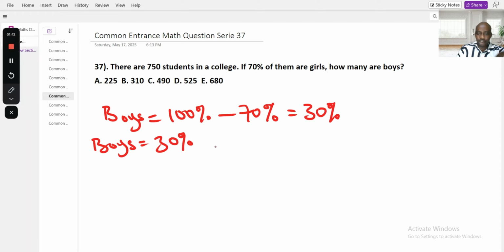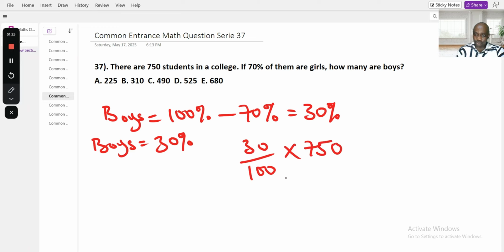To know the number of the boys, we are going to multiply the 30% by 750 students. 30% is the same thing as 30 over 100 multiplied by the total number of students in that school. Now let's divide. Zero cancels here, zero cancels here, zero cancels here, zero cancels here. What remains here is 75 multiplied by 3. 75 multiplied by 3. 3 times 5, 15. Remainder 1. 3 times 7, 21. Plus 1, 22.